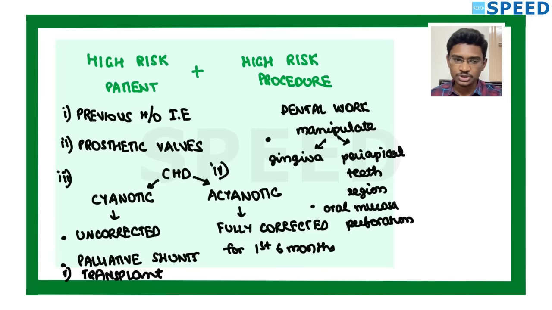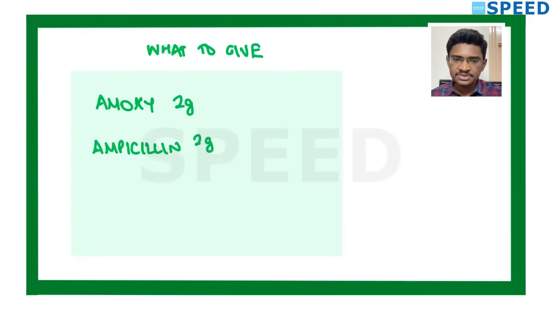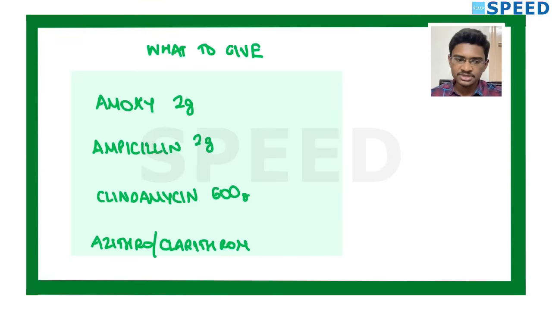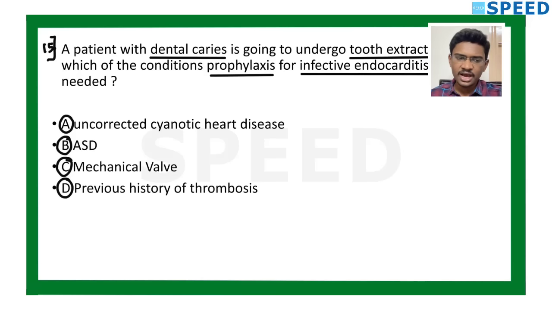Now we will see high risk procedures. High risk procedures means any dental work involving manipulation of the gingival tissue or periapical portion of the tooth, or any perforation of oral mucosa. All are high risk procedures. So what to give in this? Ampicillin 2 grams, or azithromycin or clarithromycin 500 mg, or clindamycin 600 mg. Everything half an hour before the procedure, only a stat dose. The most fitting option will be ASD.